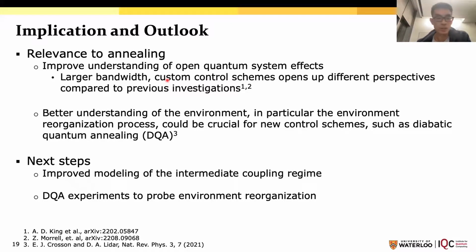And in particular, we think that understanding the environment reorganization energy, which gives the MRT energy bias epsilon p, could be crucial for new control schemes, such as the diabatic quantum annealing, which was proposed by Elizabeth Grosson and Daniel Lidar.